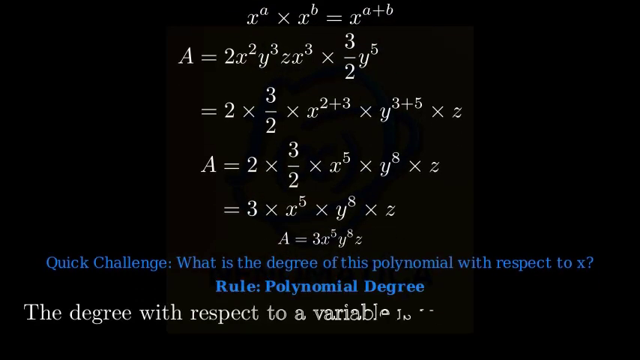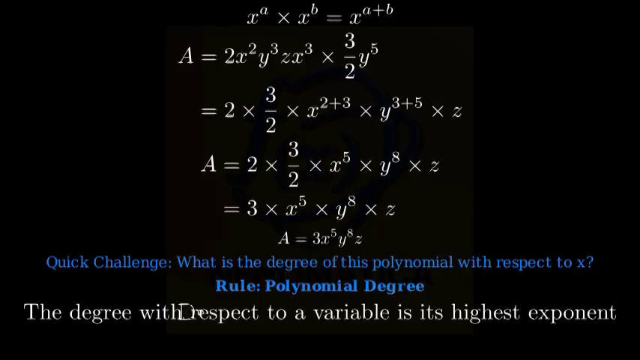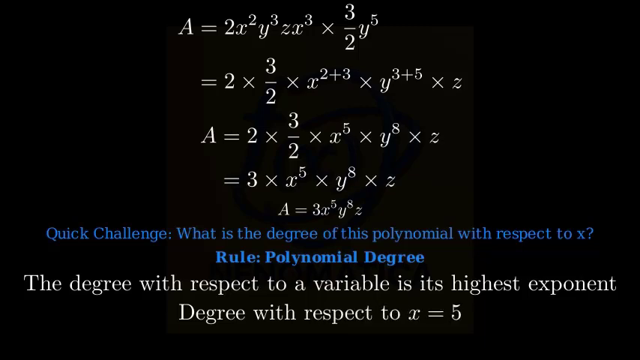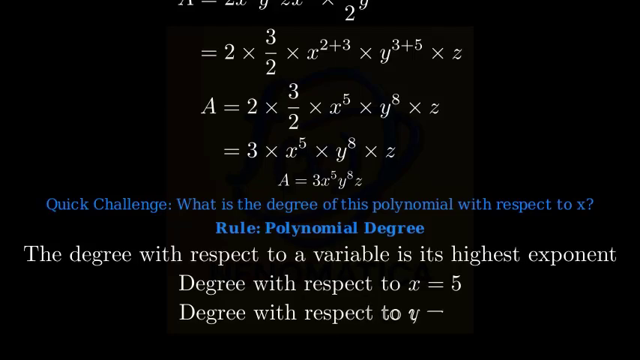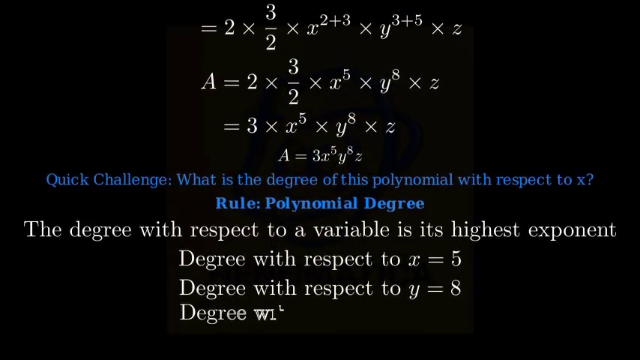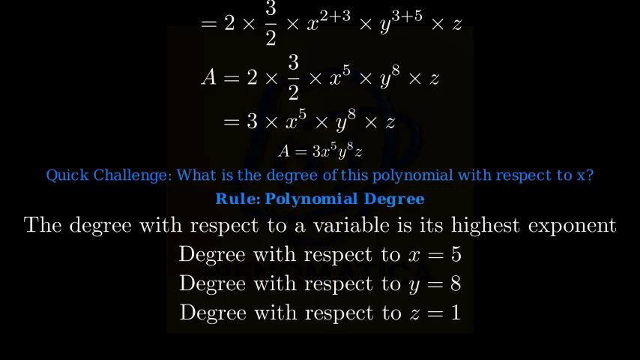Now that we've simplified our expression, let's find the degree with respect to each variable. For variable x, the exponent is 5, so the degree with respect to x is 5. For variable y, the exponent is 8, so the degree with respect to y is 8. For variable z, there is no explicit exponent, which means it's raised to the power of 1, so the degree with respect to z is 1.